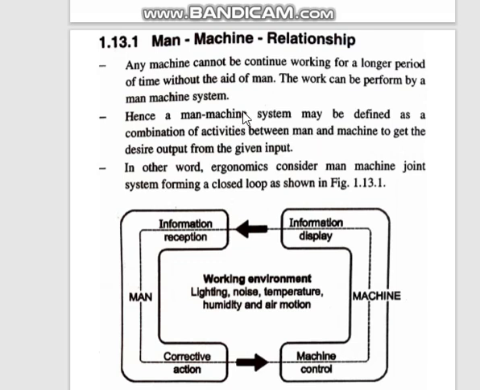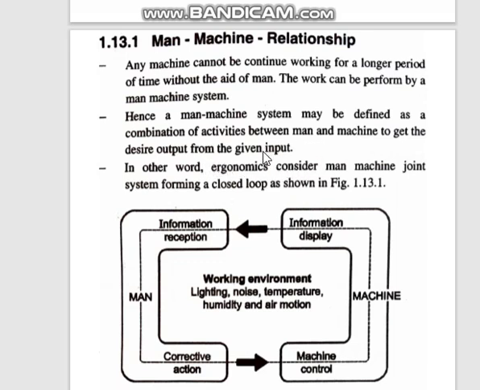You see, there can be fully automatic machines. A fully automatic washing machine is there, but still a man is needed to operate it. We are having fully automatic CNC machines, but still, after some time at least, a man should come and operate. Hence a man machine system may be defined as a combination of activities between man and machine to get the desired output from the given input.